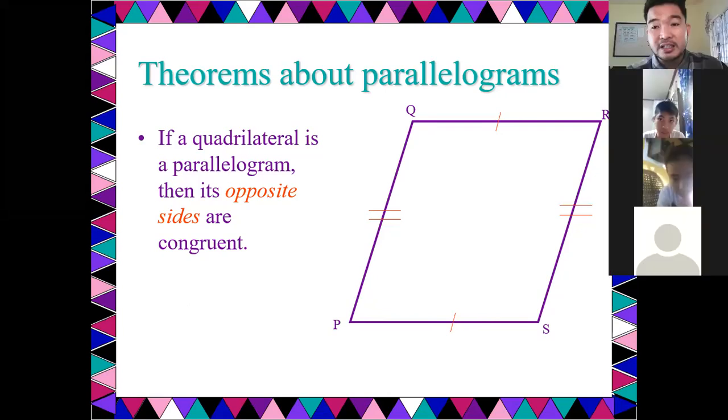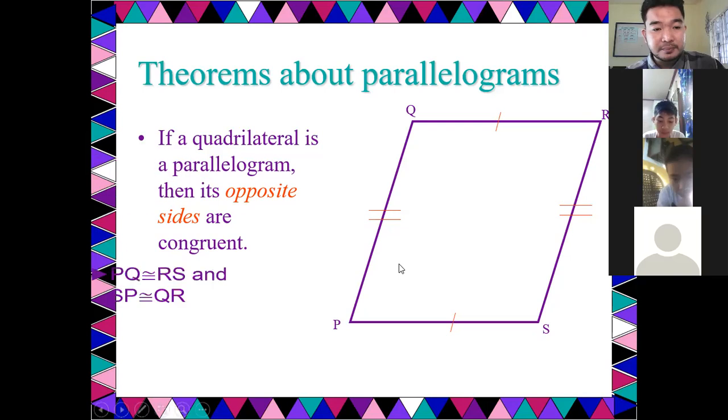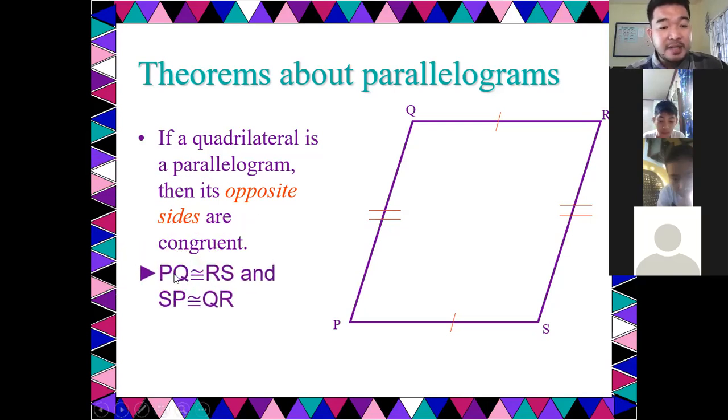So masasabi natin na ang quadrilateral is a parallelogram if it has two pairs of opposite sides which are parallel and congruent. There you go. PQ is congruent to RS and SP is congruent to QR. Take note of this symbol. Itong symbol na to, this is the symbol for congruency.